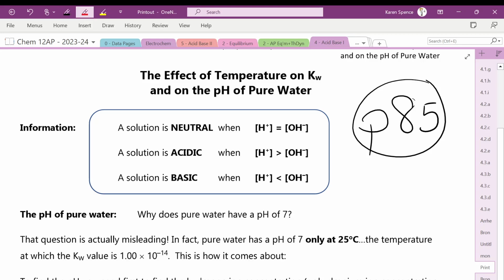Okay, so things you need to remember for this section is that temperature changes K values. Yes?